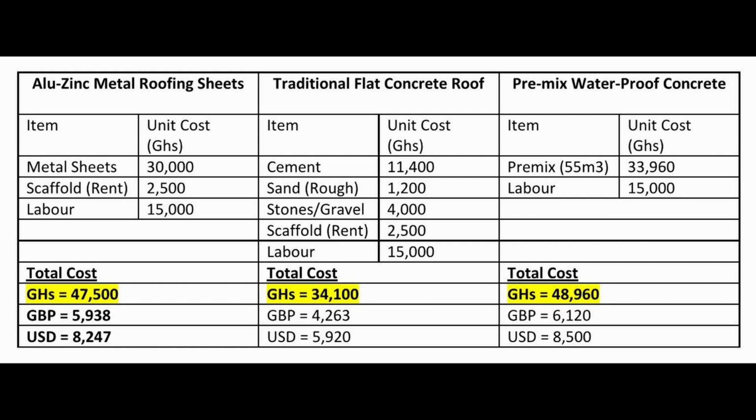48,960 Ghana cedis. So what you can see there is aluminium zinc was more expensive than the traditional concrete, as we mentioned earlier, but just on par with the premixed concrete in terms of an equivalent cost. Just really on par there. And because we wanted a flat roof, we had no choice but to use the premix concrete option.